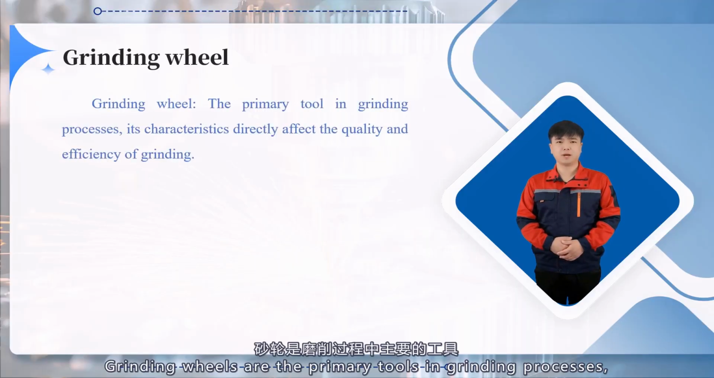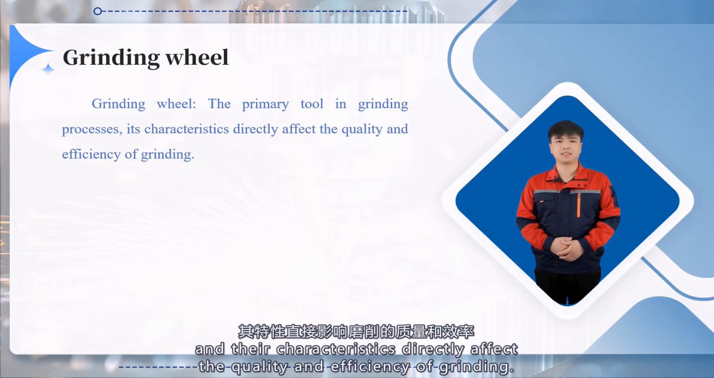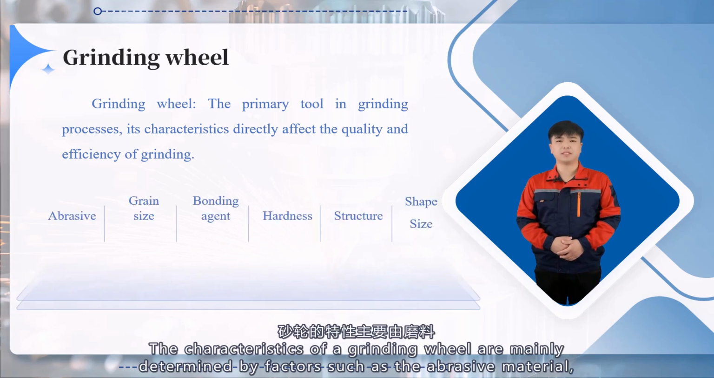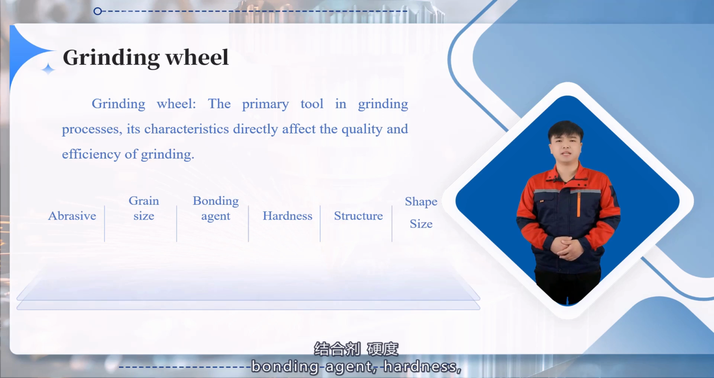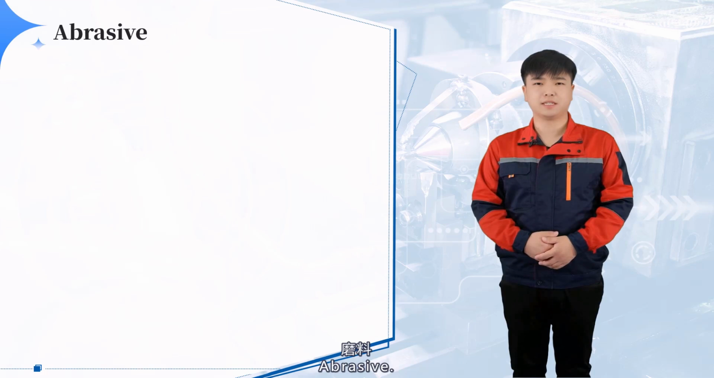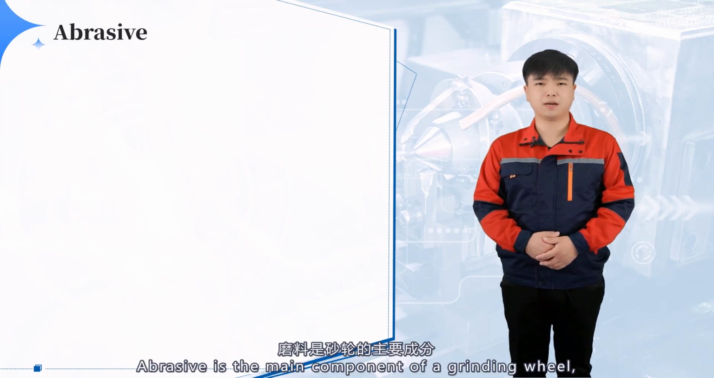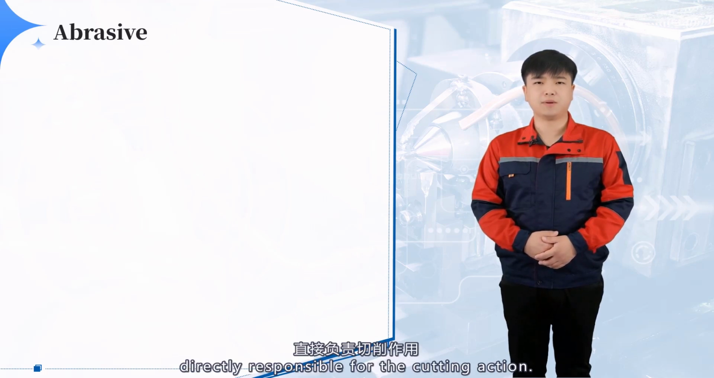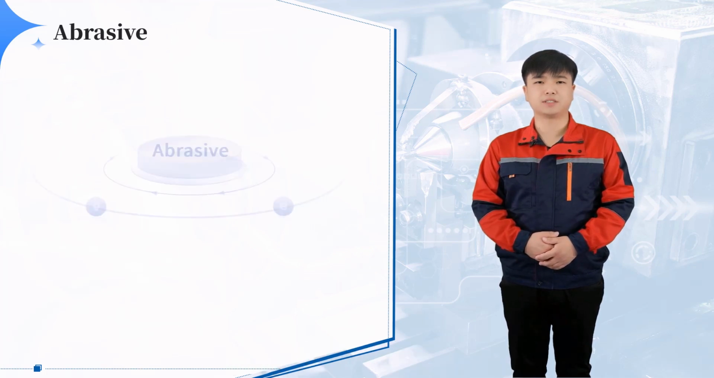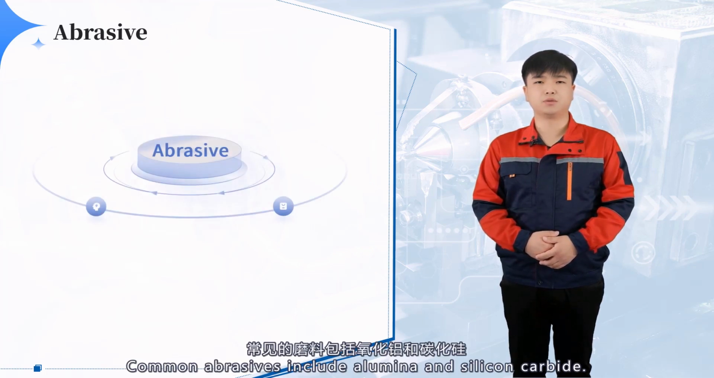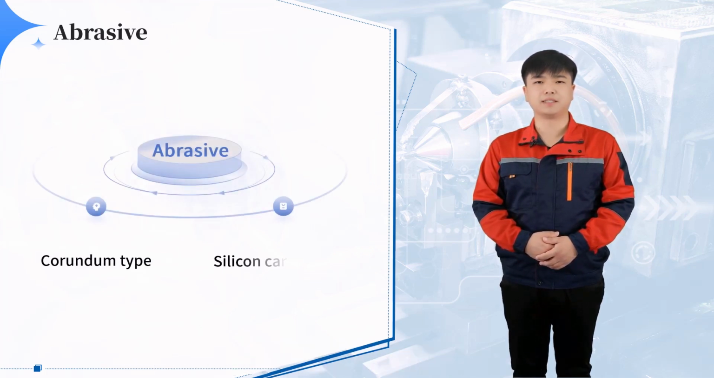Grinding wheels are the primary tools in grinding processes, and their characteristics directly affect the quality and the efficiency of grinding. The characteristics of a grinding wheel are mainly determined by factors such as the abrasive material, grain size, bonding agent, hardness, structure, and shape and size. Abrasive. Abrasive is the main component of a grinding wheel, directly responsible for the cutting action. Common abrasives include alumina and silicon carbide.